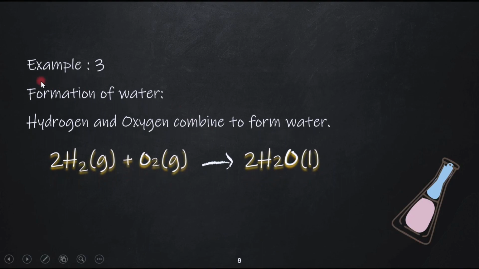Example 3. Formation of water. In this reaction, hydrogen reacts with oxygen and results in the formation of water. Here, two reactants in the form of elements chemically react together and give rise to one compound, that is water. Hence, this reaction is an example of a combination reaction.